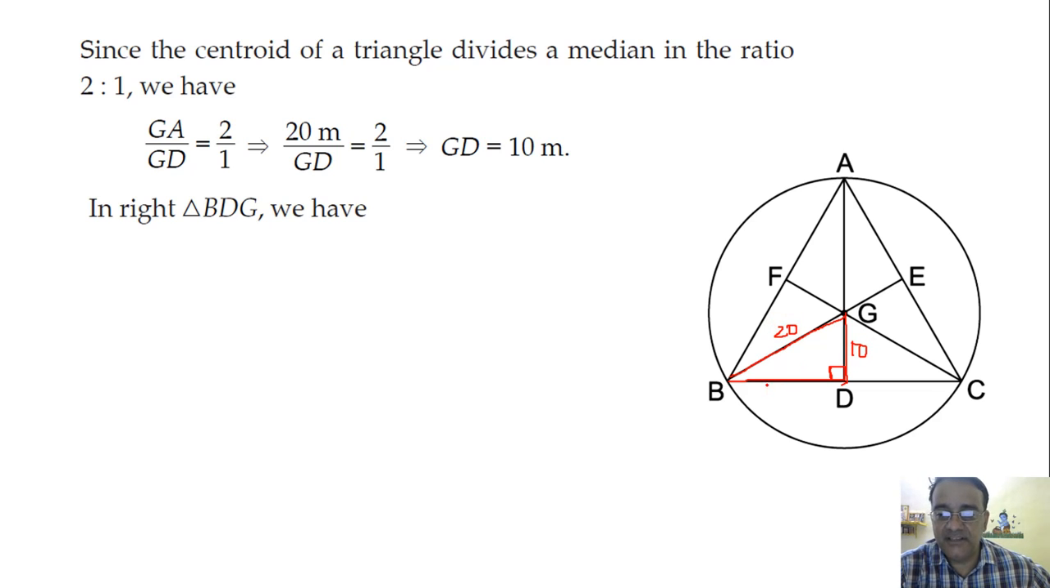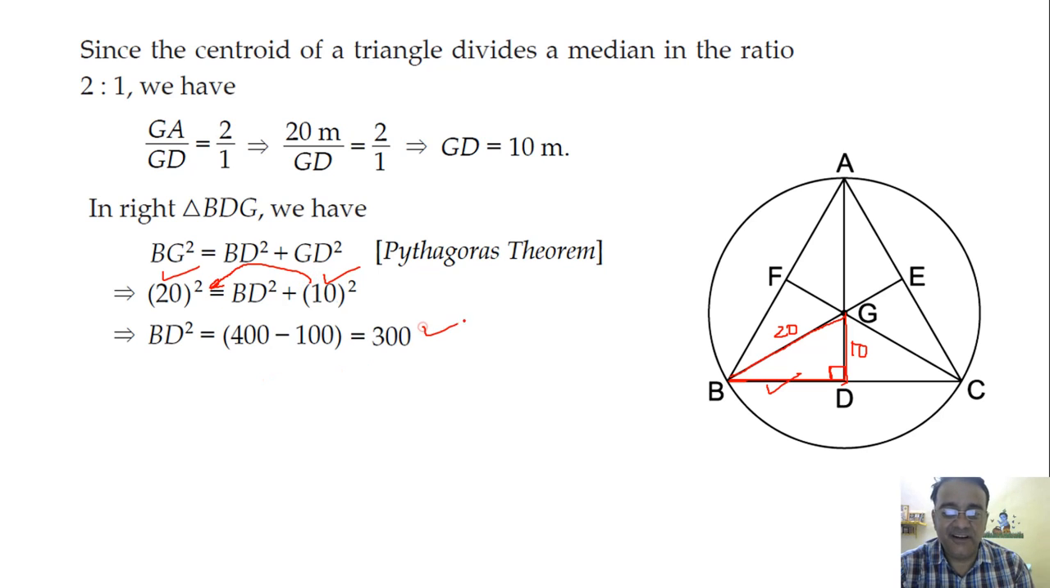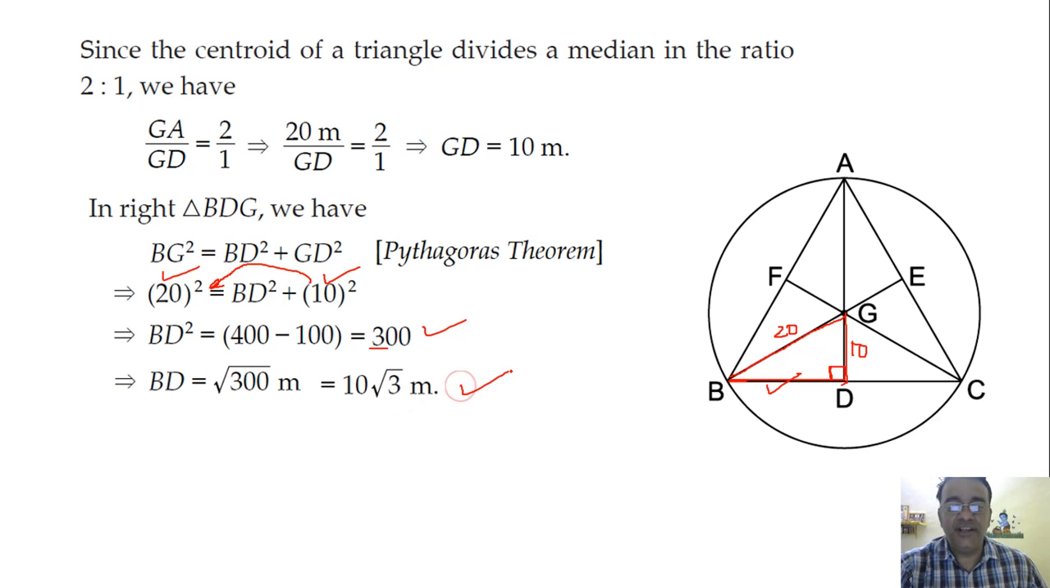So how will you find BD? Pythagoras theorem. So BG square is equals to BD square plus GD square, that is by Pythagoras theorem. So 20 square is equals to BD square plus 10 square. This is 400 and this is 100. So we'll subtract. If you shift this to this side, it will become minus. Okay, so 300 आ रहा है. What is the square root of 300? 100 का तो 10 होता है, 3 का स्क्वायर रूट नहीं होता है. So 10√3 meter BD. So BD मिल गया.